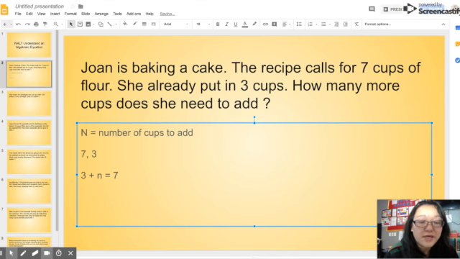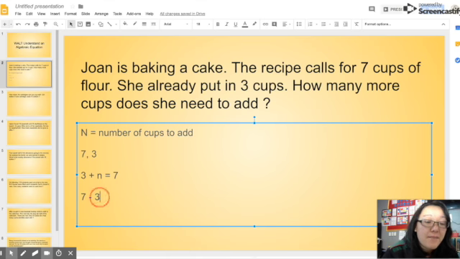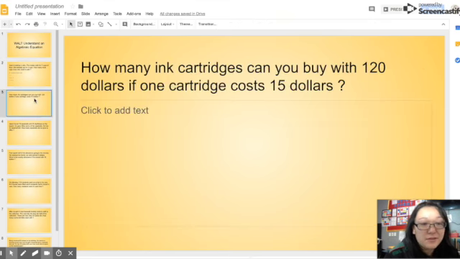Or the other way to look at that might be 7 minus 3. So the number of cups that she needs to add altogether minus the number of cups already added equals n. So either 3 plus the unknown equals 7, or 7 minus 3 equals the unknown. That hopefully will make sense to you. And if it does, then let's move on to the next question.